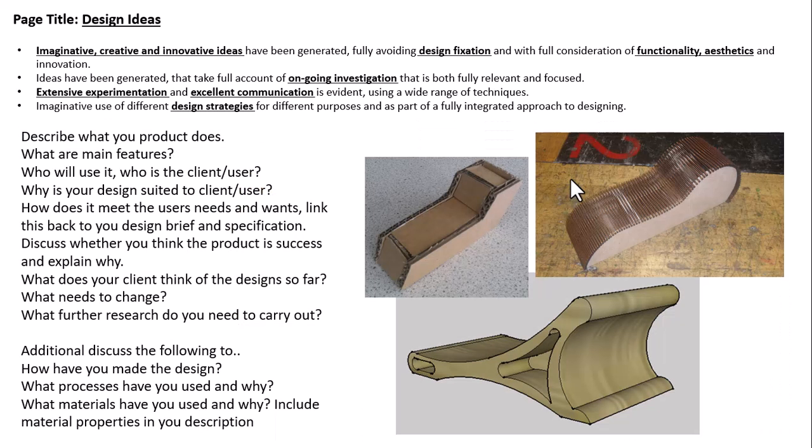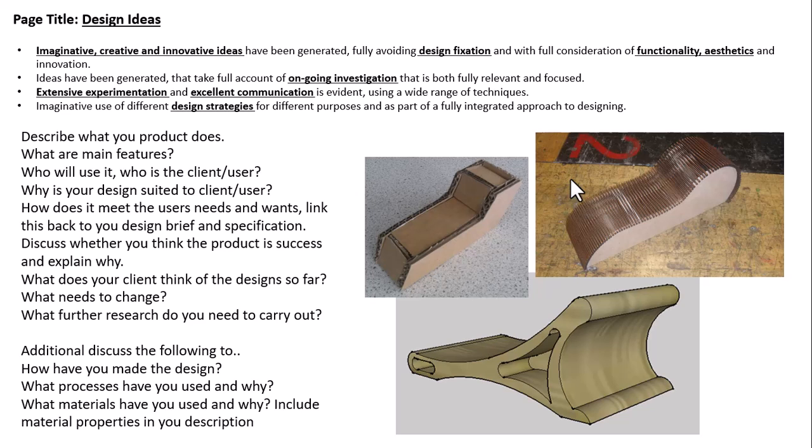To help you with your annotations, you might use some of the questions on here. So on that last example, there's lots of written work supporting the modelling and design that was going on. So make sure you describe your product, make sure you talk about the features of your product. It's really important that you discuss the client and user and how suitable the product is for that user. Discuss the needs and wants, link back to your design brief specification. Discuss what you think of the product. Try and get your client to give you some feedback on what the product's like. So that could be directly from your client, or it could be some third-party feedback from other students in the classroom.